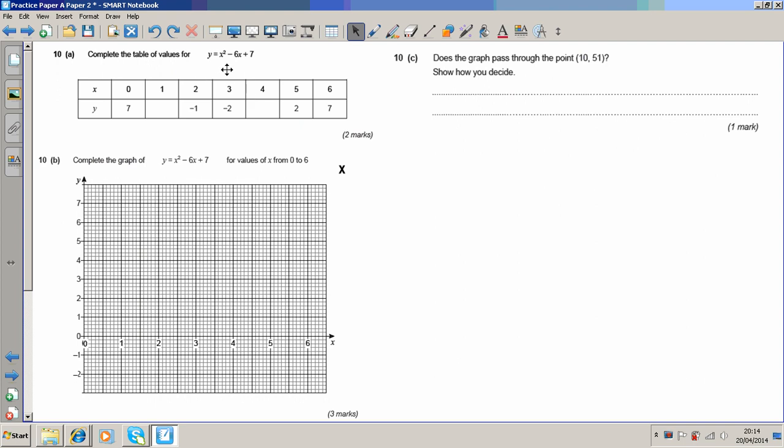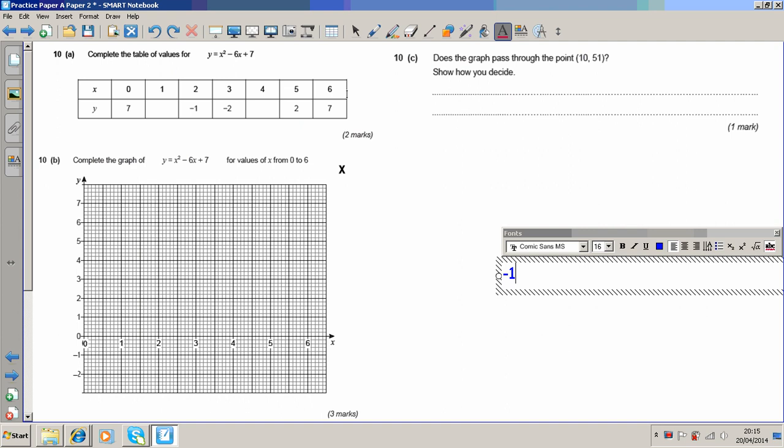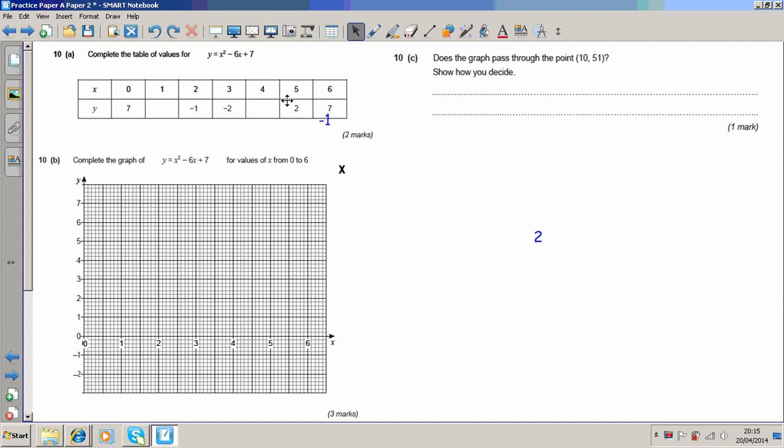Next one, complete the table of values for y equals x squared minus 6x plus 7. Okay. So the good thing with these is quadratics should get some sort of symmetry going on. We see we've got 7 and 7 there. So the 2 here means there should probably be a 2 here, and minus 1 there means there'll be a minus 1 there. Okay, so we kind of see what their answers are going to be without doing too much working out. That's going to be minus 1. That's going to be 2. However, probably going to make sense to actually check them and work them out.